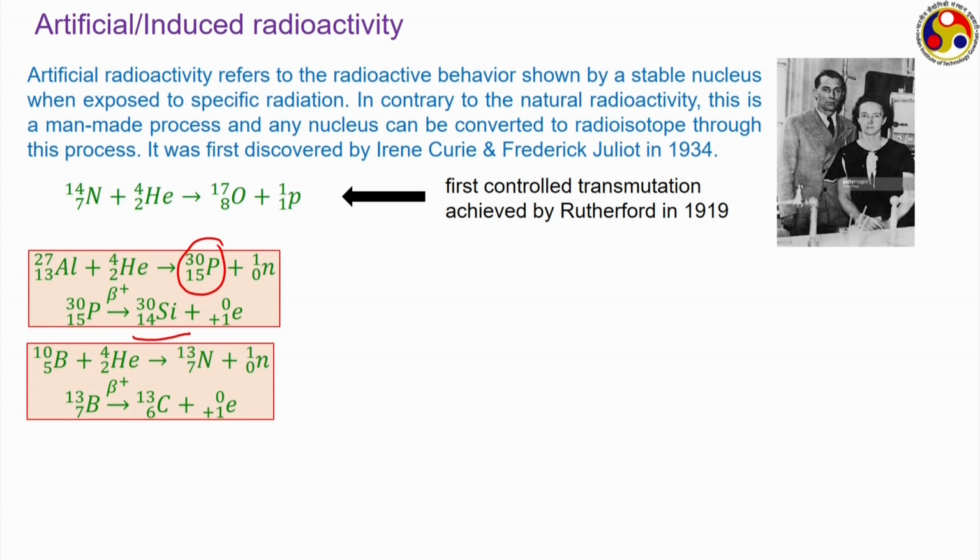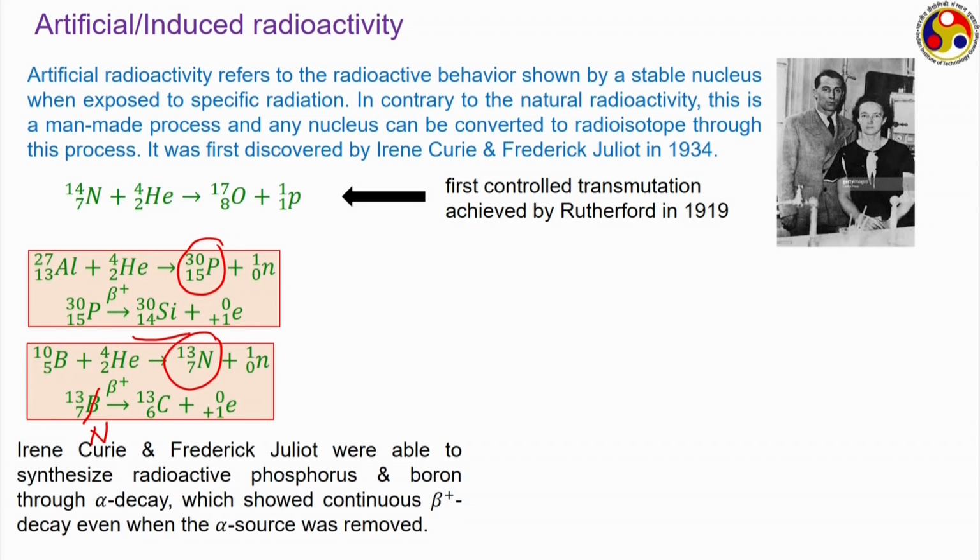A similar incident was also observed for boron-10, which after being bombarded by helium was converted to nitrogen-13. I think I have a typing error here; this should not be boron, this should be nitrogen. This nitrogen-13 went through a radioactive decay, which leads to the ejection of a positron, or beta plus, and gets converted to carbon-13.